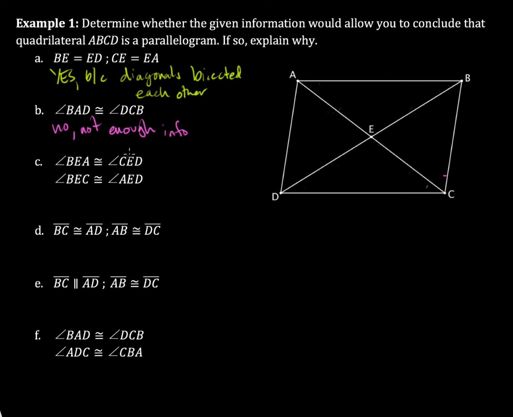In the next problem, we got angle BEA congruent to angle CED, and angle BEC congruent to angle AED. Is that enough information to say that this is a parallelogram? Well, no, not at all, right? We knew that those would be congruent. Those pairs of angles would be congruent no matter what, because those are two pairs of vertical angles. So that tells us nothing about whether or not this shape is a parallelogram. So we have to say, no, not enough info for that one. All right, let me get rid of my lines.